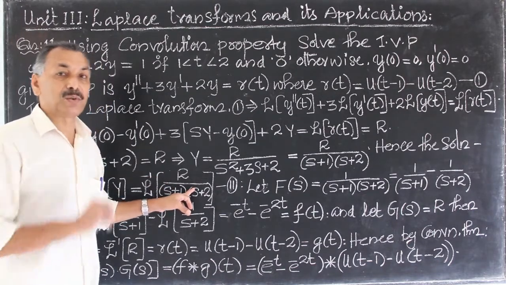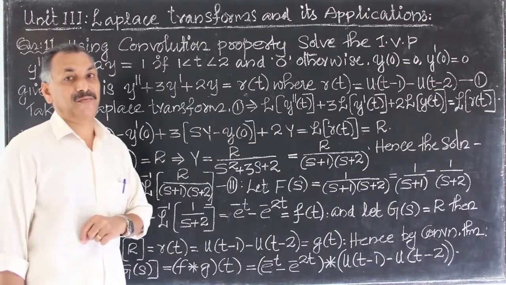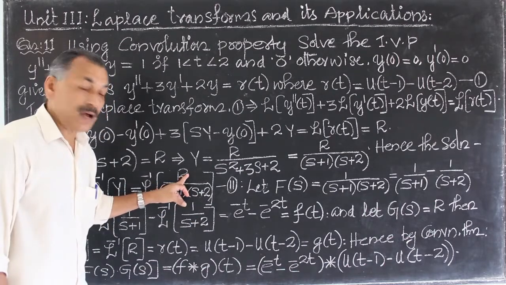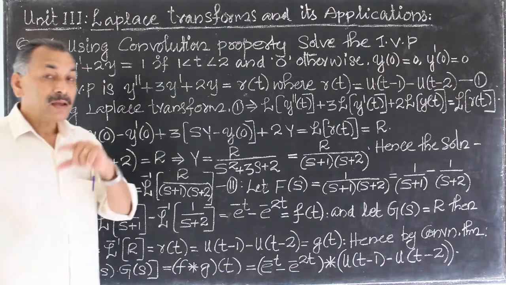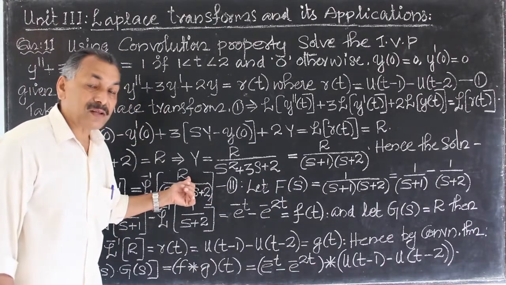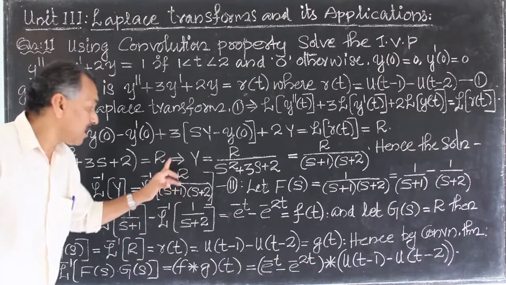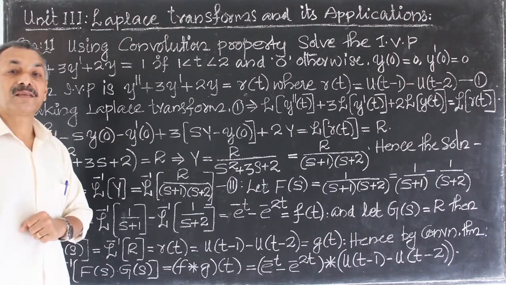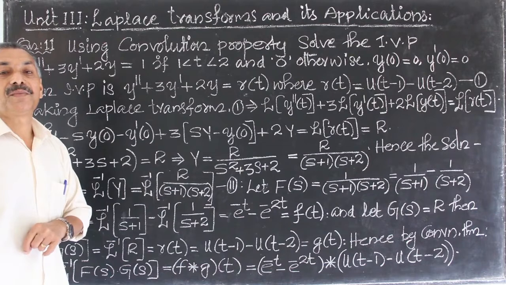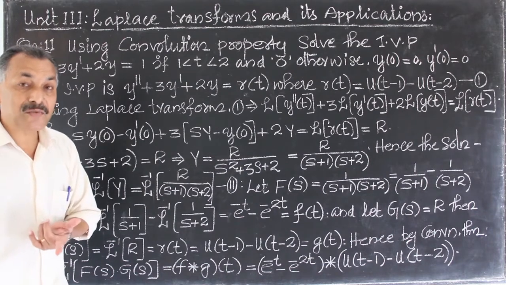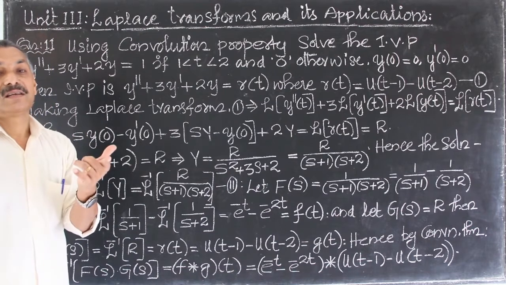Let F(s) be 1 divided by s plus 1 into s plus 2, and capital R, the transform of small r, be G(s). Then we have F(s) into G(s). This is the formula. Then what is L inverse of F(s) into G(s)? By the convolution theorem, L inverse of F(s) into G(s) is equal to f convolved with g.